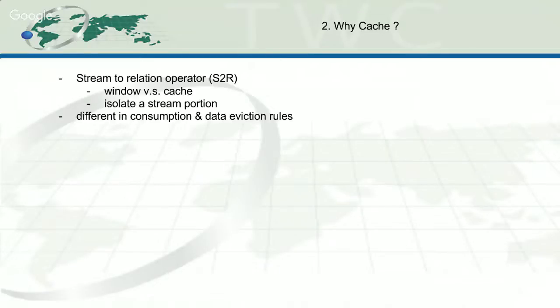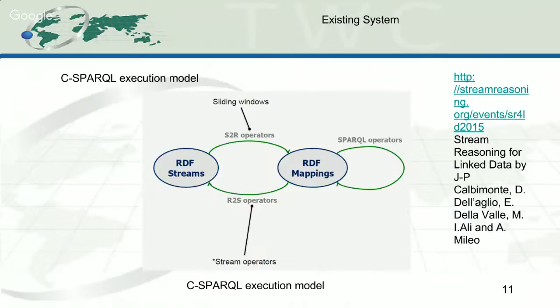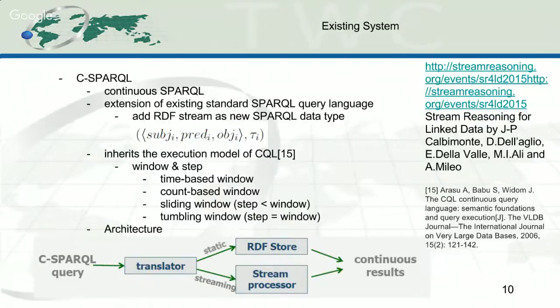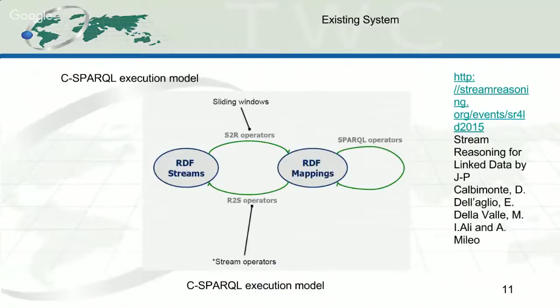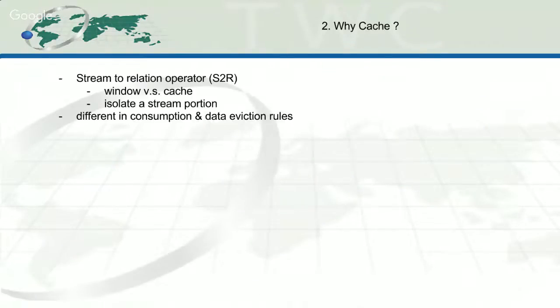So here comes the second part of why we are using cache. As an example before, we know that C-SPARQL features a window, and window is actually one of the main dominant methods to isolate a portion of this unbounded RDF stream to process it. Cache functions similarly to window in terms of stream-to-relation operator. It tries to separate a portion of the unbounded streaming data and grab that into the processing engine. However, they are different in consumption rules and data eviction rules.